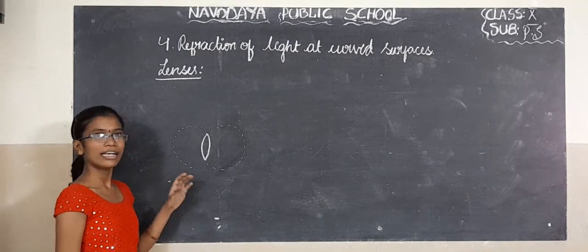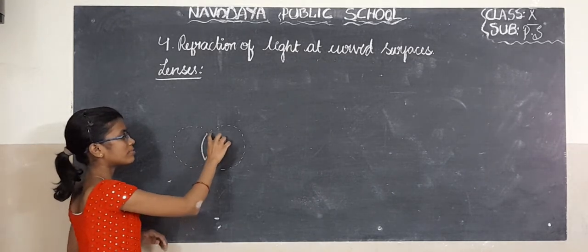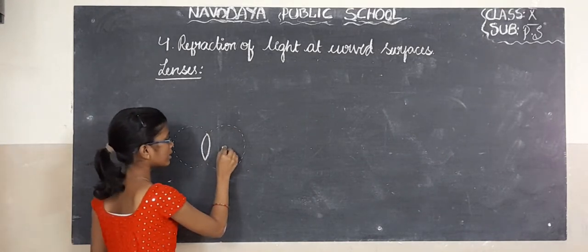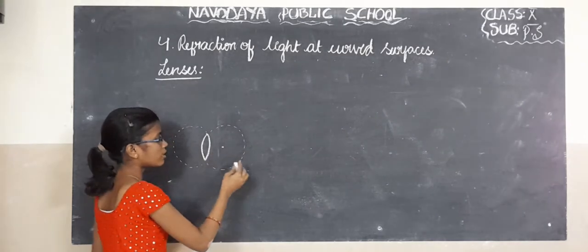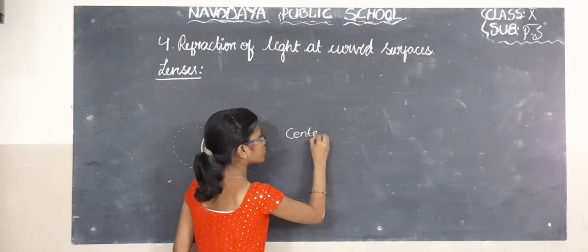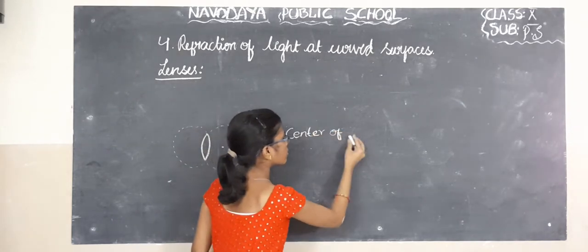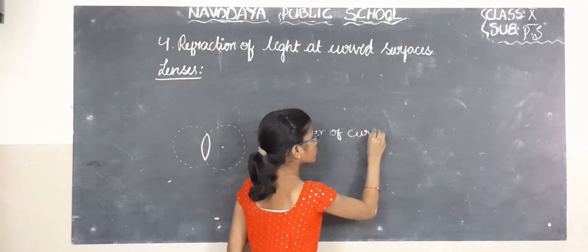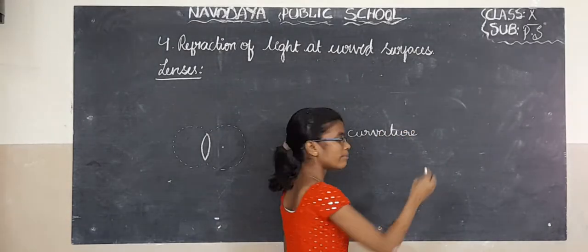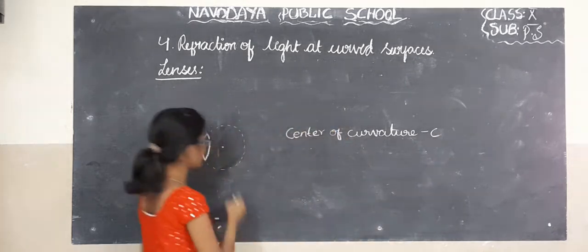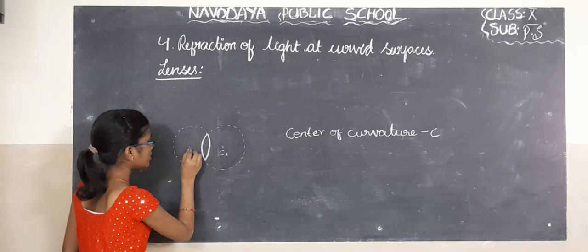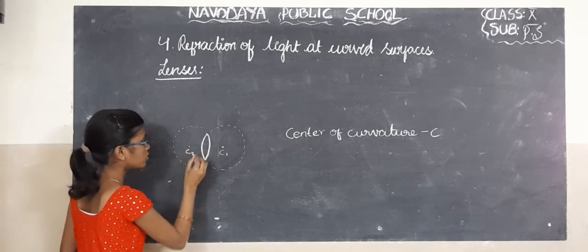Every lens with curved surface will contain an imaginary circle. The center of the circle, this point, is known as center of curvature, denoted by the letter C. Here there are two centers of curvature, so we take this as C1 and this point as C2.